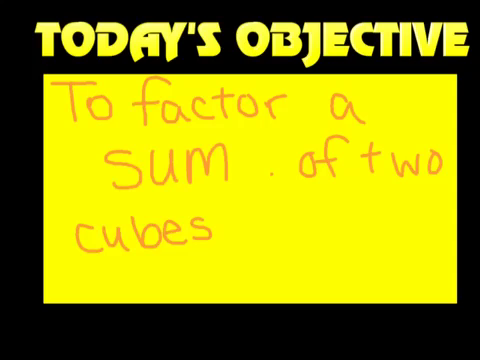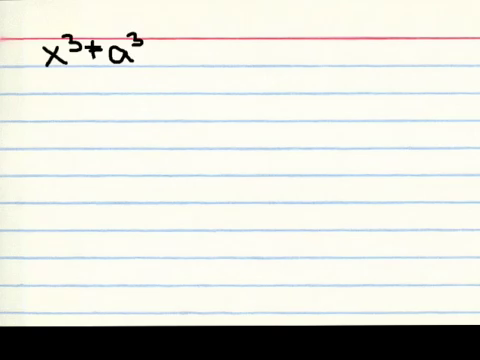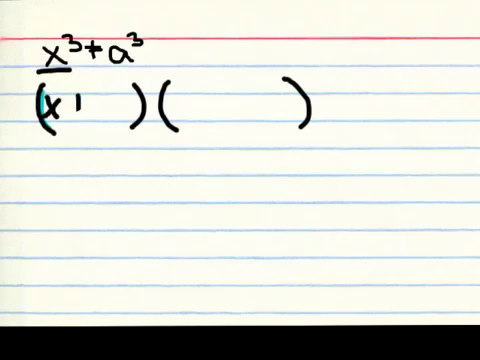So today's objective is to factor a sum of two cubes. We have x cubed plus a cubed. Your signs are going to be just a little different than yesterday, but other than that, it's the same concept. So you take the cubed root of this one, which is just x, keep the plus, and the cubed root of a cubed is a.